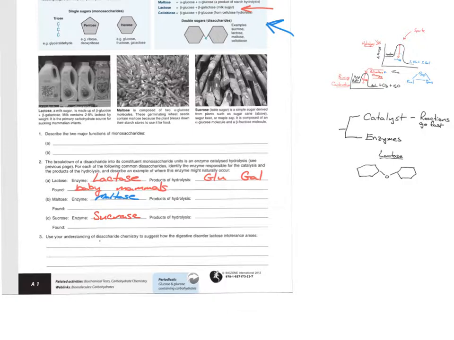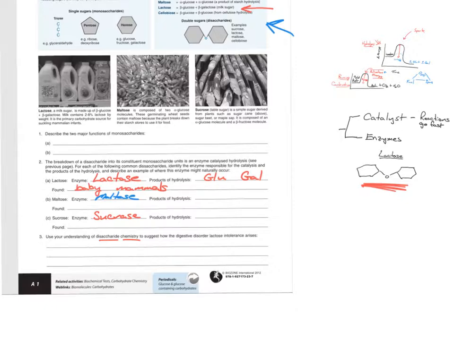Use your understanding of disaccharide chemistry for this, two sugars being bonded together, to suggest how the digestive disorder lactose intolerance arises. I literally just answered that for you. So you need to go back and look at that and answer it. Do you have to memorize each of these disaccharides? Would it be beneficial to make index cards that say lactose, and lactase breaks it down, and these are the sugars? Not for this exam, no.